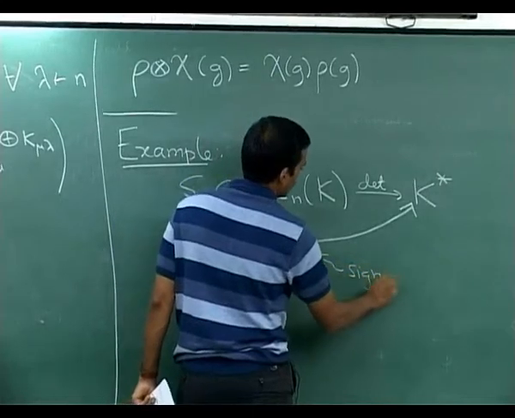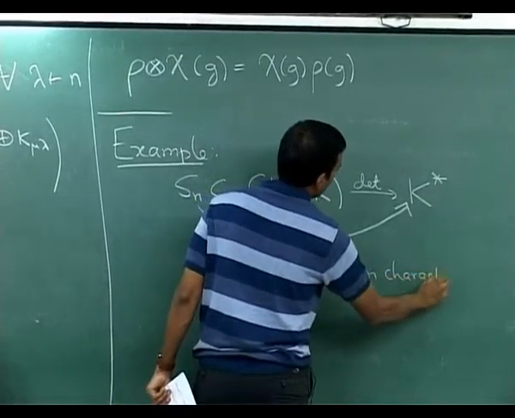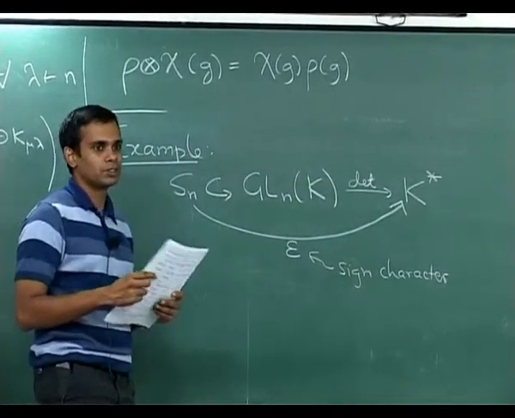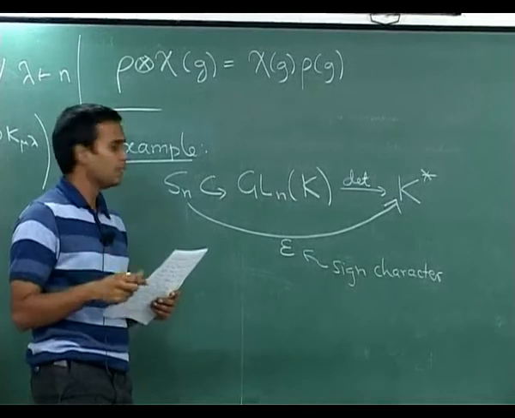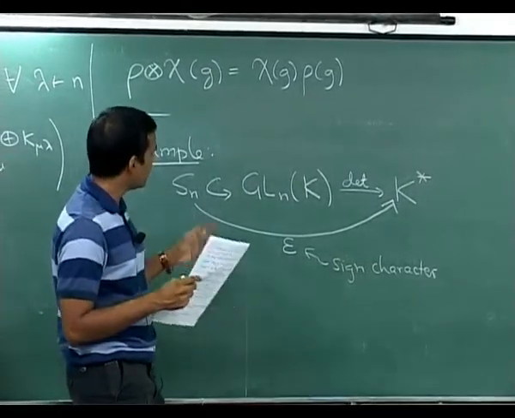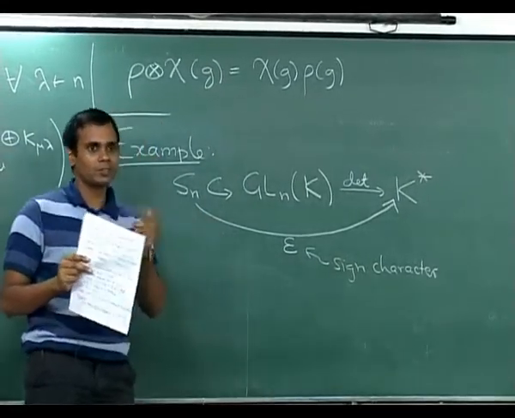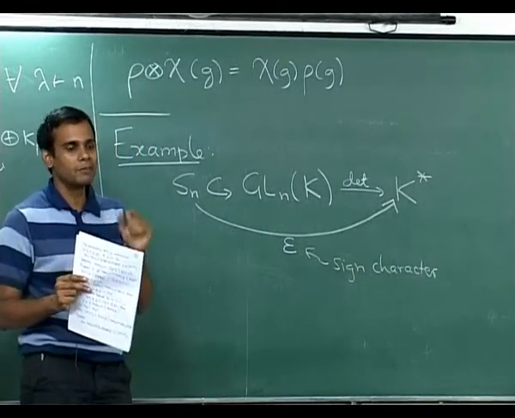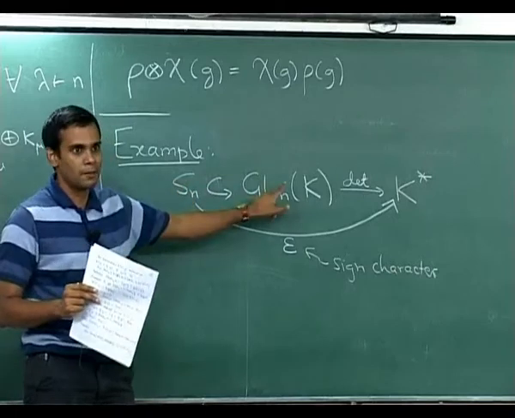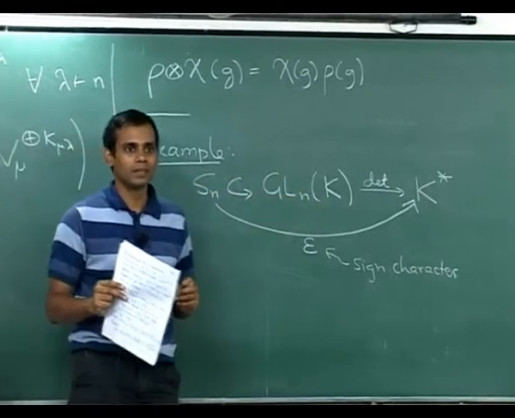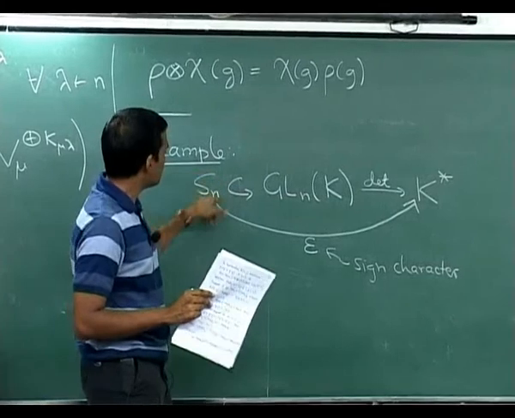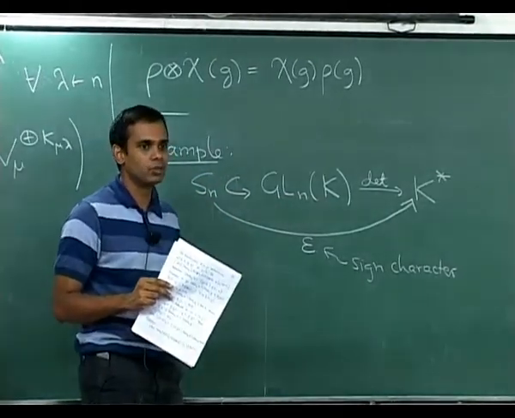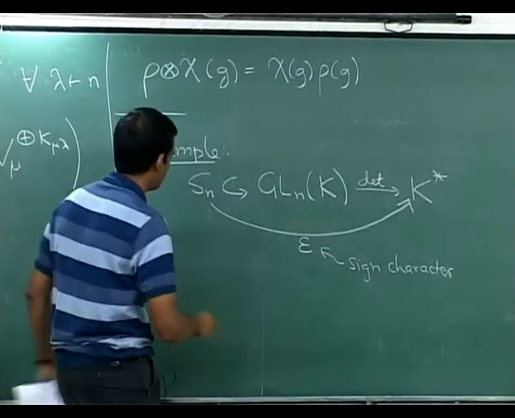Why is it called the sign character? Well, remember that S_n is generated by transpositions, that is interchanging two elements. And epsilon, the determinant of a matrix where you take the identity matrix and interchange two columns, that is the image of a transposition under this map. Its determinant is minus 1. So, this group is generated by elements for which epsilon is minus 1. Therefore, for any element of this group, epsilon will either be plus 1 or minus 1.